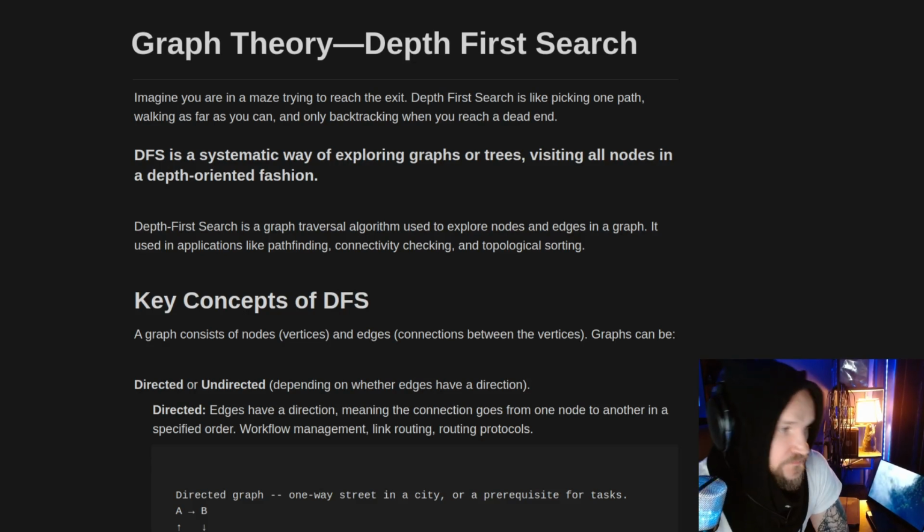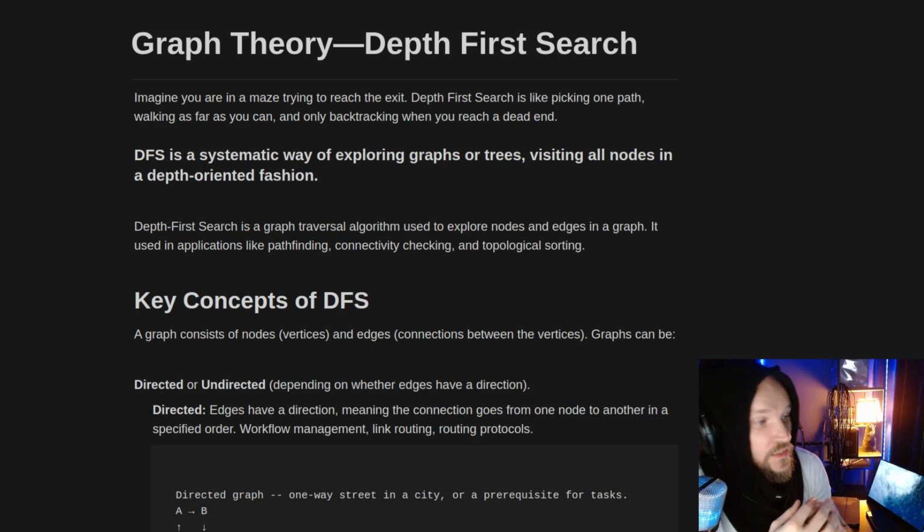Hi guys. So today we're going to be looking at DFS, depth first search, which is a graph traversal algorithm and graph theory. We're going to go over the theory first, and then we're going to look at code implementation in the next video.